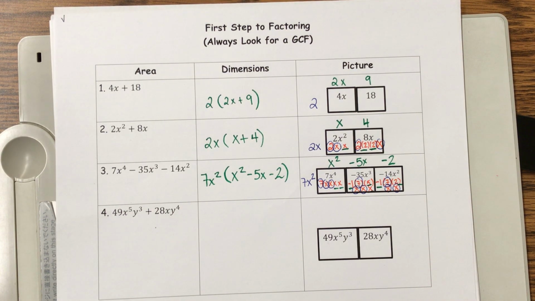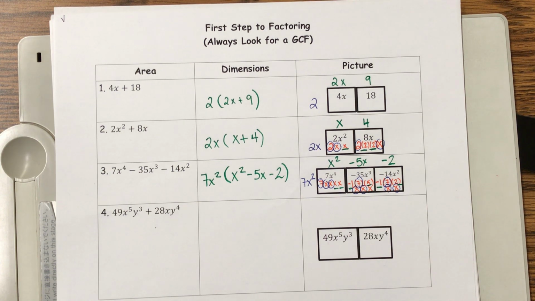So let's see how we did. I'm going to work this one out where I don't expand things out. I'm going to start by finding a GCF. So what is the largest term that goes into both 49 and 28?